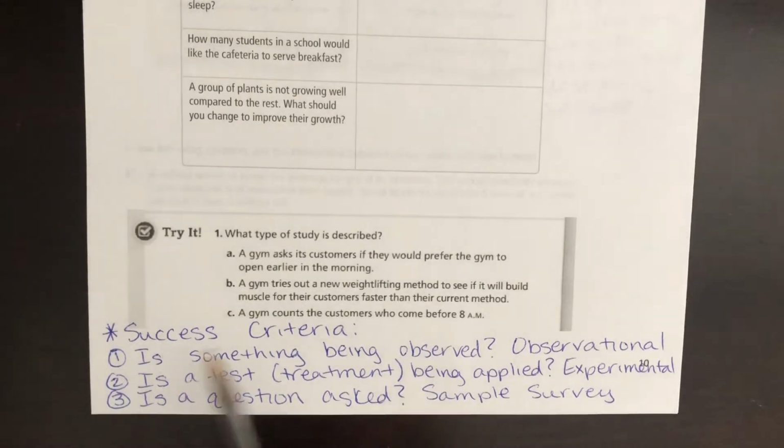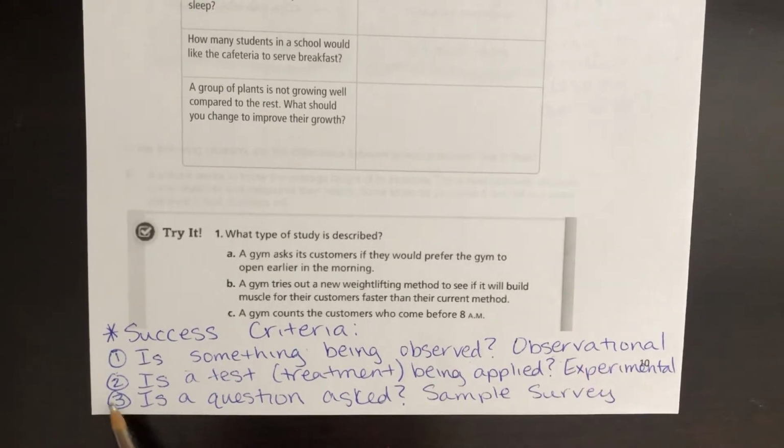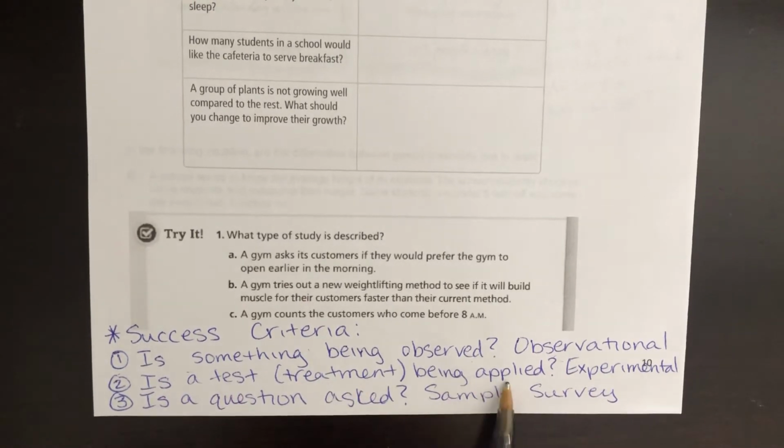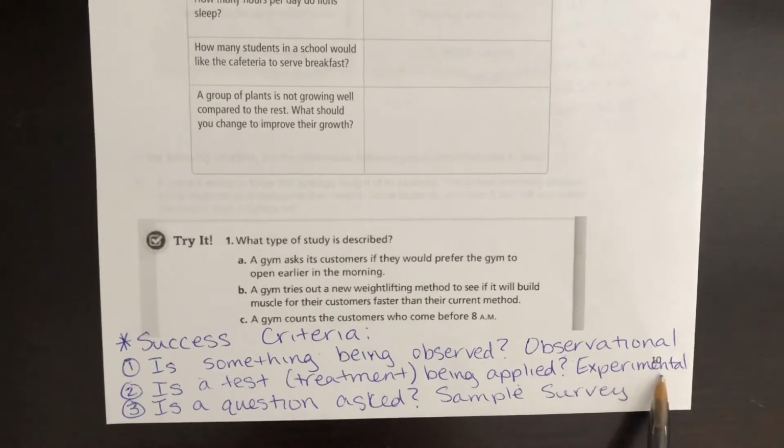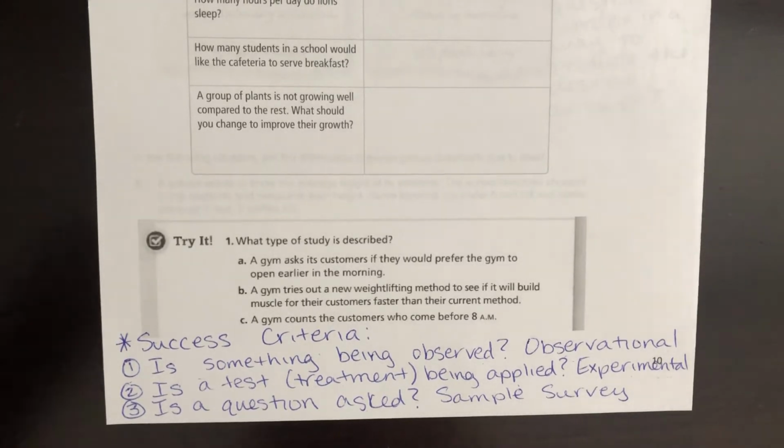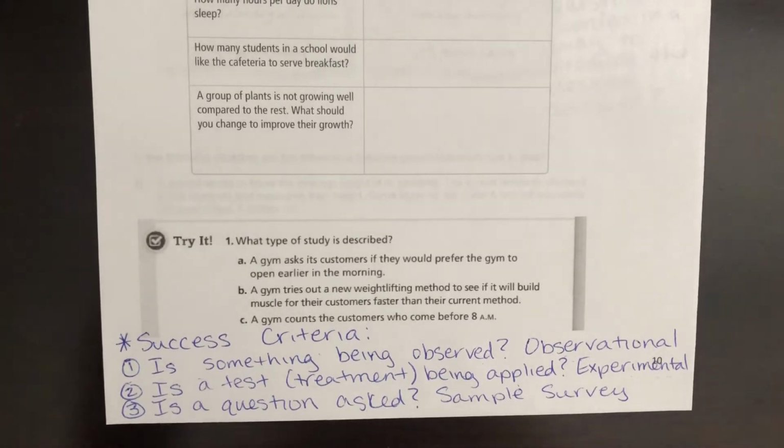your success criteria is, number one, is something being observed? If it is, then that's observational. Number two, is a test or treatment being applied? That is experimental. And then lastly, is a question being asked? If a question is being asked, that is a sample survey. All right, go ahead, pause the video and answer this page of questions.